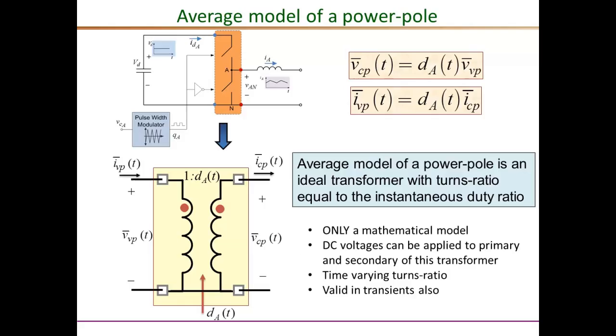Then we also derived the average model of the power pole. It turned out to be an ideal transformer with the voltage port and the current port forming the primary and secondary respectively, and the turns ratio being the instantaneous duty ratio of the pole.